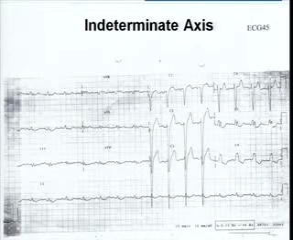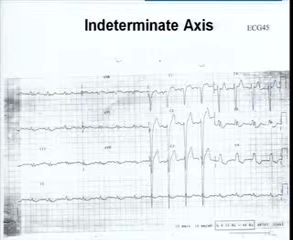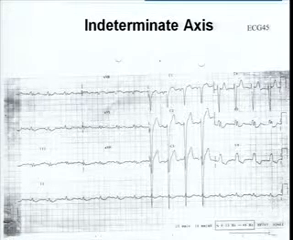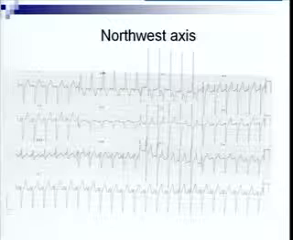In some ECGs, rarely there are no clear cut R waves or S waves which are dominant, in which case you may not be able to determine the axis.